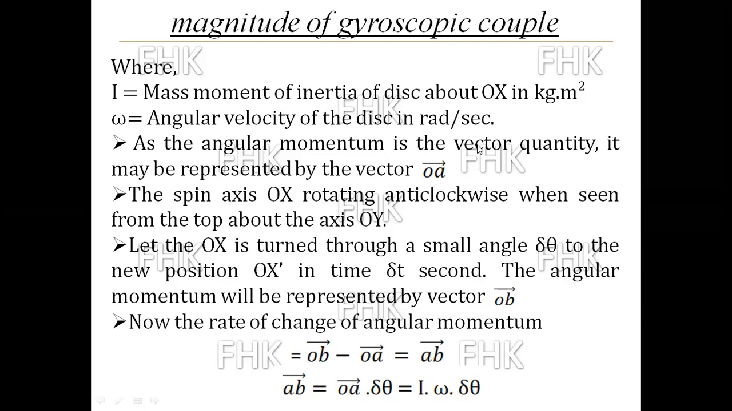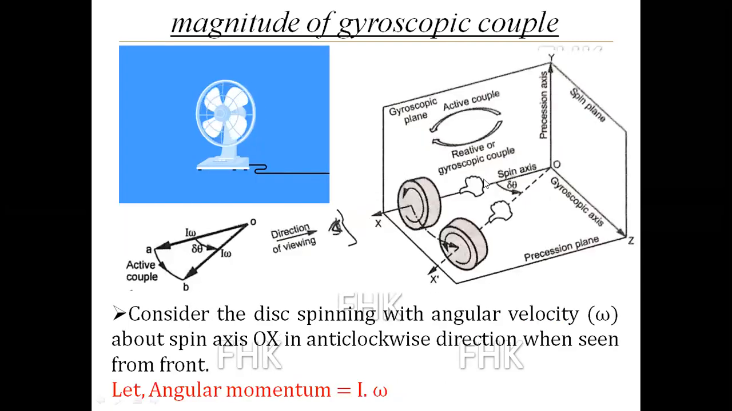As angular momentum is a vector quantity, it may be represented by vector OA. It has direction as well as magnitude. So it is denoted by vector OA, I into omega, the angular momentum of this rotating body, where OX is the spin axis. So OA is the vector.